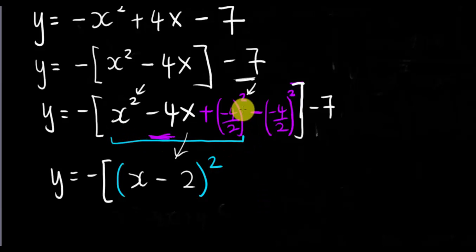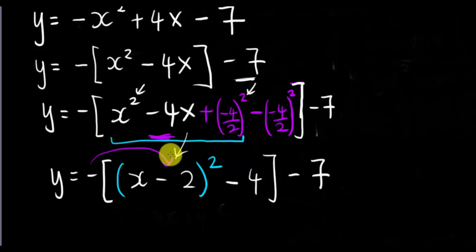Then after these 3 terms, I still have 1 term left here. So this is minus negative 2 squared, I will get 4. Then I'll close the bracket, minus 7. Okay, here is why I say the negatives are very important. Because the next thing I'm going to do is multiply the negative into the bracket square here and into the negative 4 here.